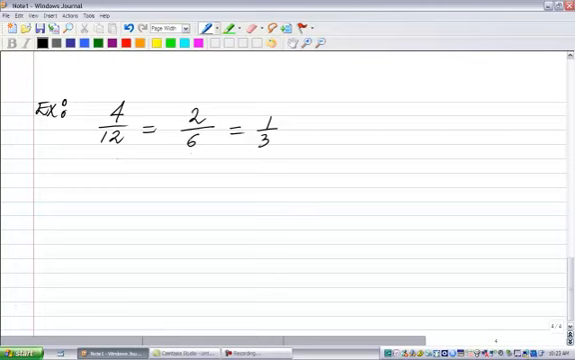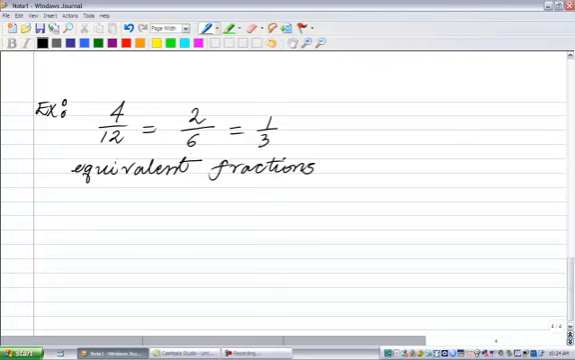So what I mean here is that all three fractions are written in different ways, right? But they represent the same quantity. Okay, so these are called equivalent fractions. So what are equivalent fractions? Equivalent fractions are the fractions which are the same, basically.